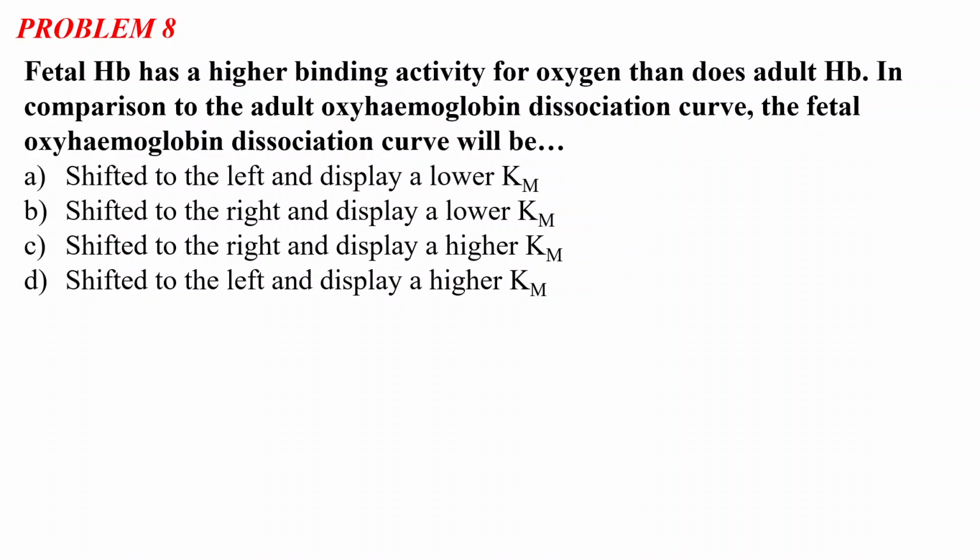So you have to identify the correct option for this phenomenon, where fetal hemoglobin has a higher binding affinity for oxygen than adult hemoglobin, and how the curve of the fetal oxyhemoglobin dissociation will change if we compare the two different curves. So anybody wants to answer this question?